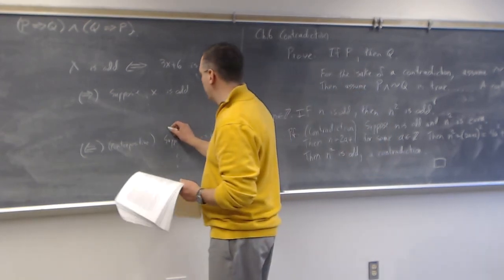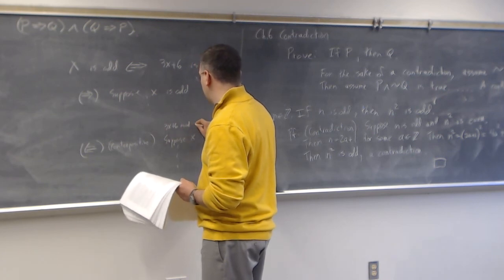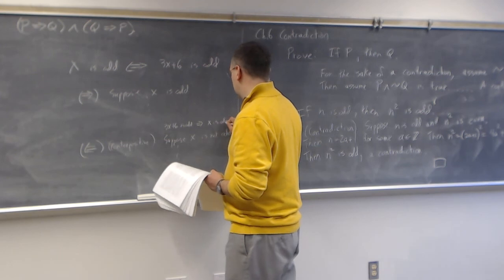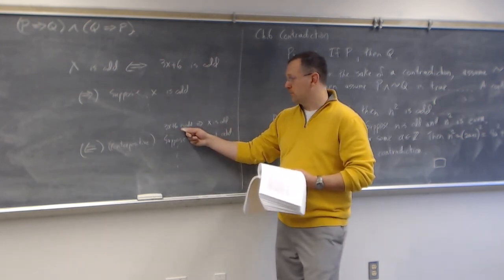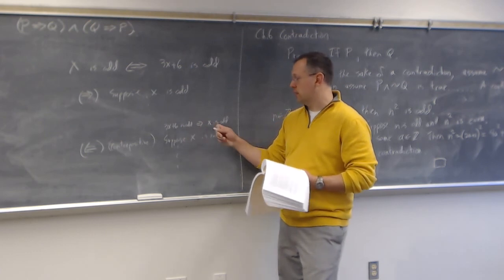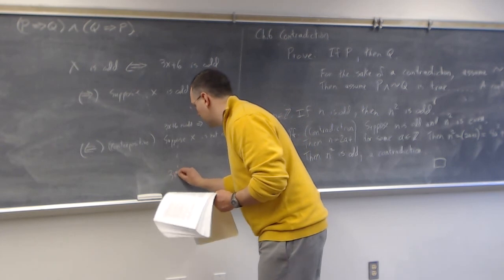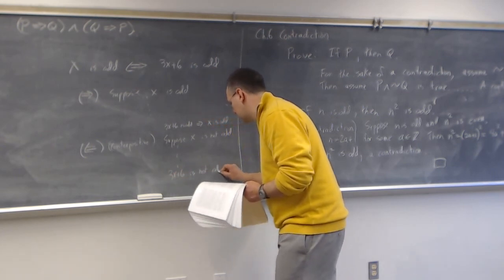Yeah, this is what we want to show, right? We want to show that 3x plus 6 is odd implies x is odd. That's the statement we're trying to prove on this half, right? But if I want to prove this by contrapositive, I would start by assuming x is not odd and show that 3x plus 6 is not odd.